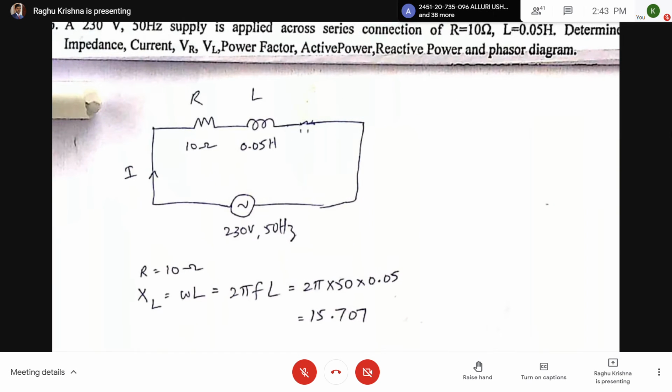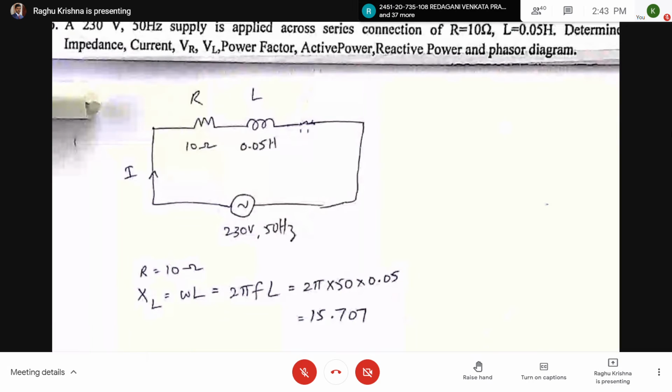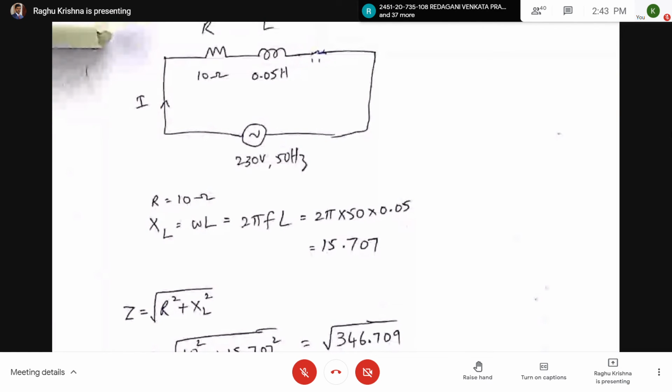So first, you have R equal to 10 ohms, L equal to 0.05 Henry. So what about XL? XL equal to omega L. Already I have shown in the derivation. Omega equal to 2 pi F. So in the running notes, write down omega equal to 2 pi F, where F is the supply frequency. So it is equal to 2 pi into F equal to 50 hertz. So 50 into L 0.05, you are going to get XL value. So the units of XL are ohms.